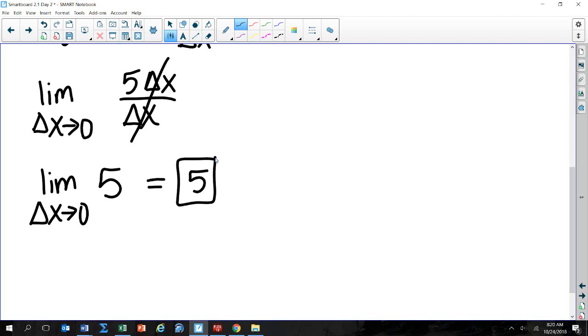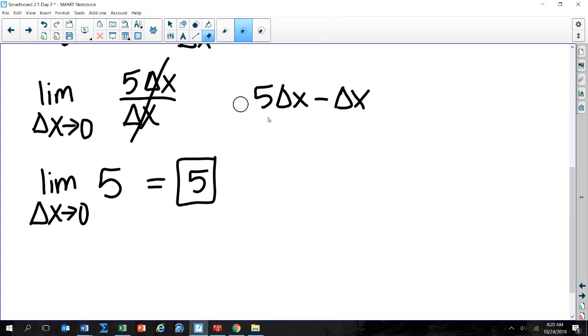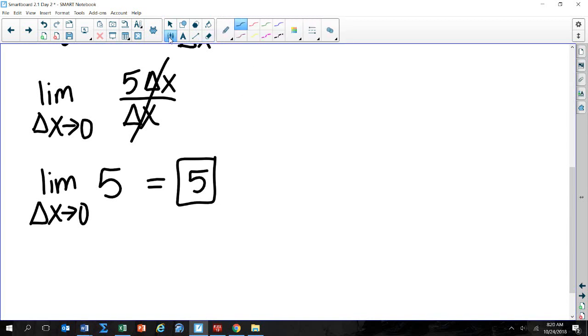So you have, this is just like if you had 5x over x, right? Because delta x is just a variable. So anything divided by itself is just going to give you 1. So 5 times 1 would be 5. Now 5 delta x minus delta x, that would be 4 delta x. Yeah. Okay.